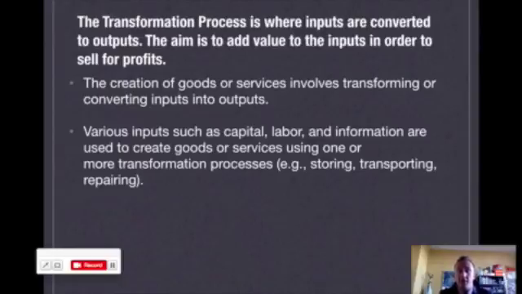Transformation could be as simple as storing something for a long time, or in cold storage, so keeping something fresh, transporting, repairing. It could be pretty much anything where inputs are converted into outputs.